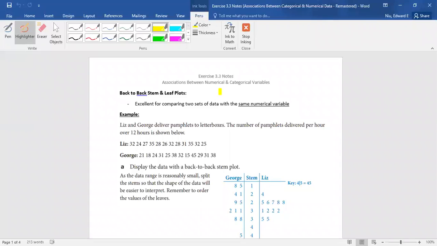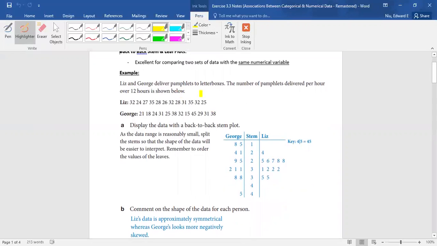So here, first up, what we have is a back-to-back stem and leaf plot. This here is great for comparing two sets of numerical variables. So just like a two-way table is great for comparing two sets of categorical variables, here a back-to-back stem and leaf is awesome for comparisons of two numerical variables. In the example below, we have Liz and George who deliver pamphlets to letterboxes. The number of pamphlets delivered per hour over 12 hours is shown below. So 32, 24, 27, so on and so forth.